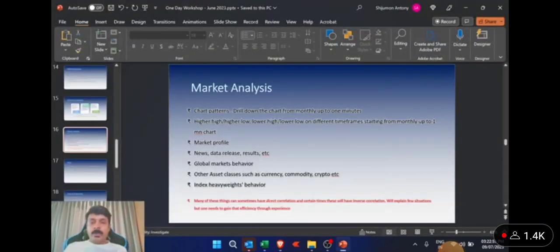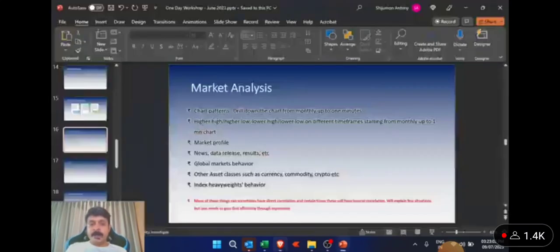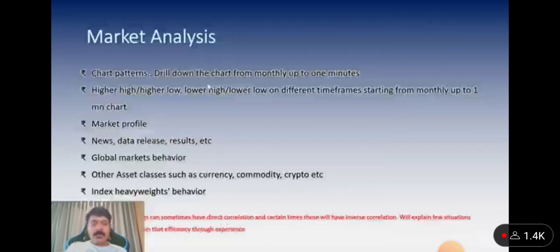So I look at the patterns, head and shoulders, the cup and handle. All these are swing high, swing low based patterns. I look at those things and I consider them, and I look at the candlestick patterns also. These things I consider from the monthly up to the 1 minute chart. I look at these patterns. See, higher highs and lower lows explained here.